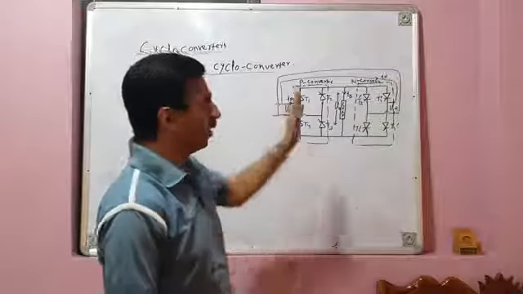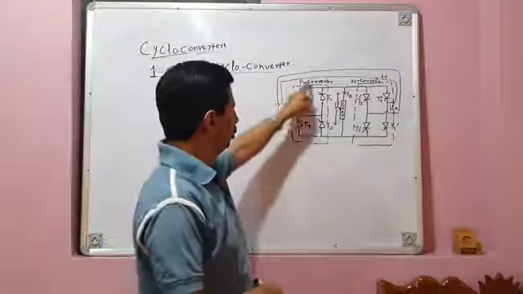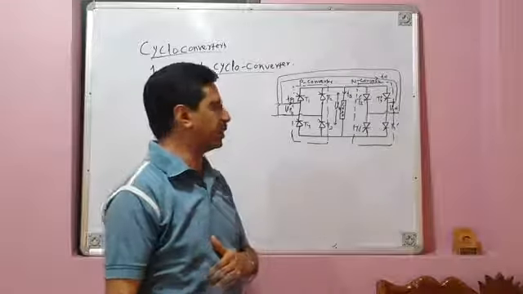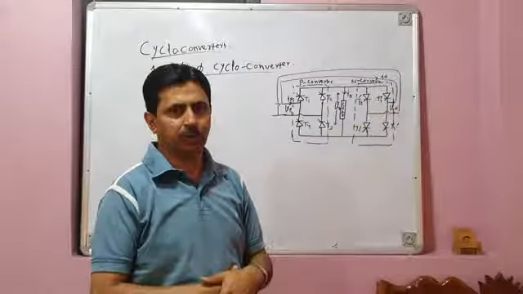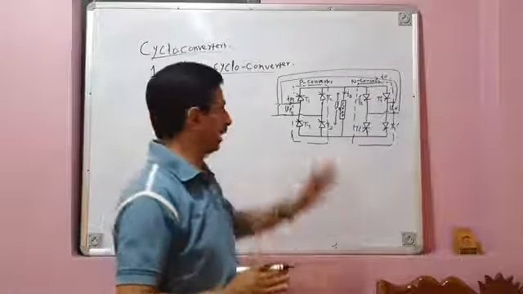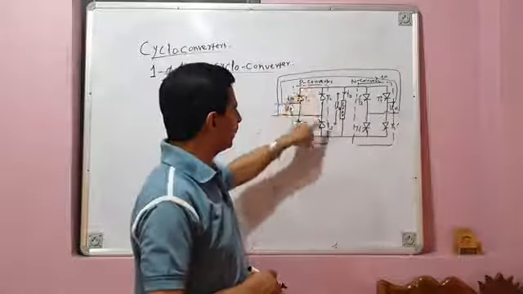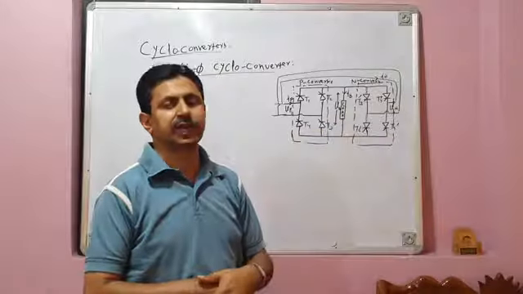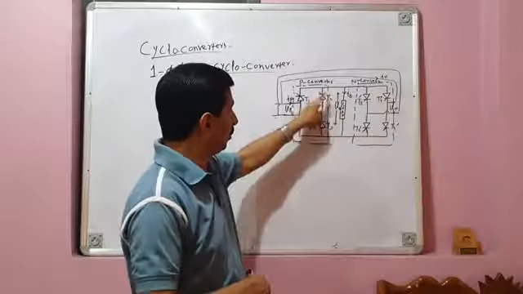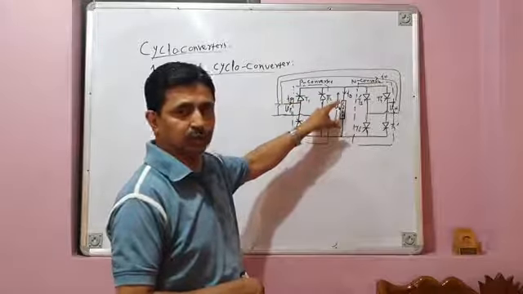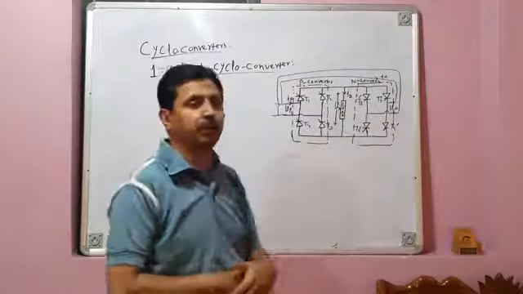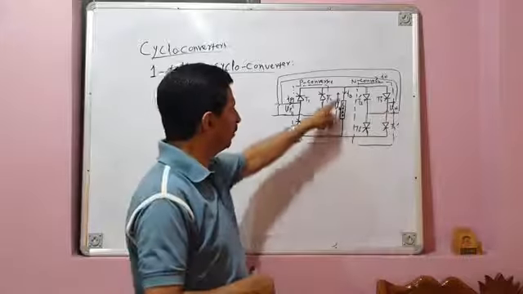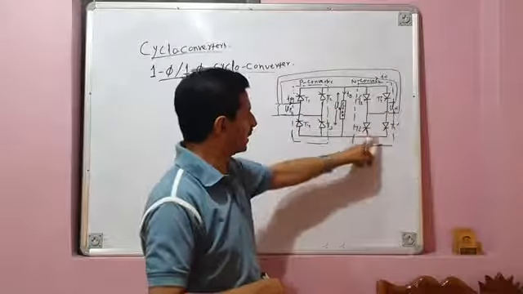If you want to produce the positive half cycle of load voltage, you put the P converter into operation. And for producing negative half cycles of voltage across the load, the N converter is put into operation. At one time, only one converter is operating, either the P converter or the N converter. If the P converter is operating, it produces the positive half cycle of load voltage. And if the N converter is operating, it produces the negative half cycle of load voltage. Since P converter operation produces the positive half cycle across the load, that's why it's called the P converter, P for positive. And since N converter operation results in the production of the negative half cycle of voltage across the load, that's why this converter is called the N converter.